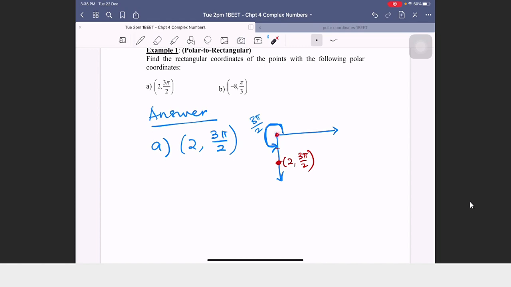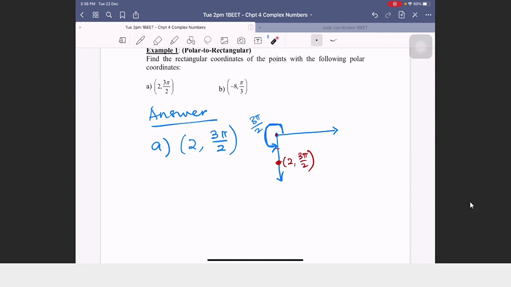From the pole, go down straight. This is a straight vertical line going down, 2 units distance from the center, go down 2 units. So what do you think of that coordinate in terms of rectangular coordinate? Anyone? Negative y. Okay, so what is the rectangular coordinate for that particular location? 0, negative 2. Yes, 0, negative 2, isn't it? So it's logic. 0, negative 2.